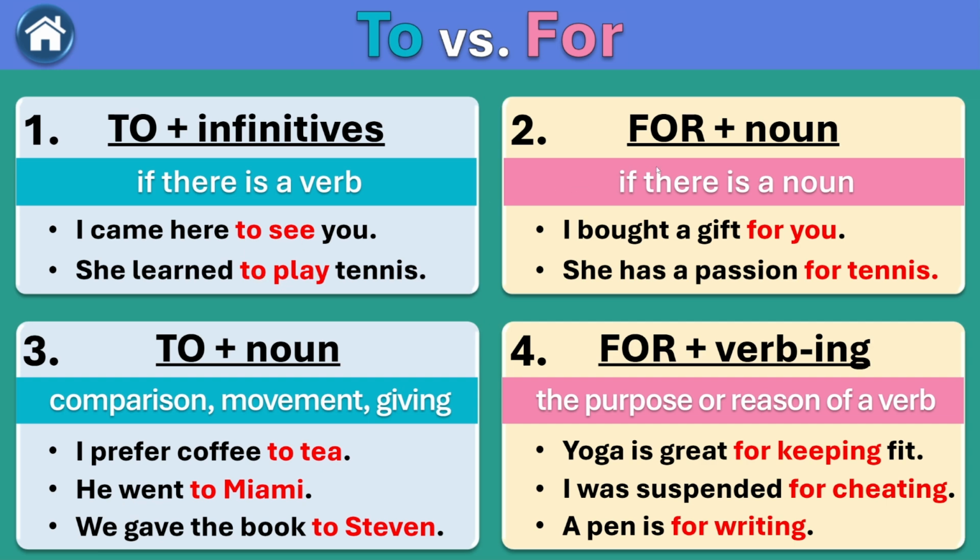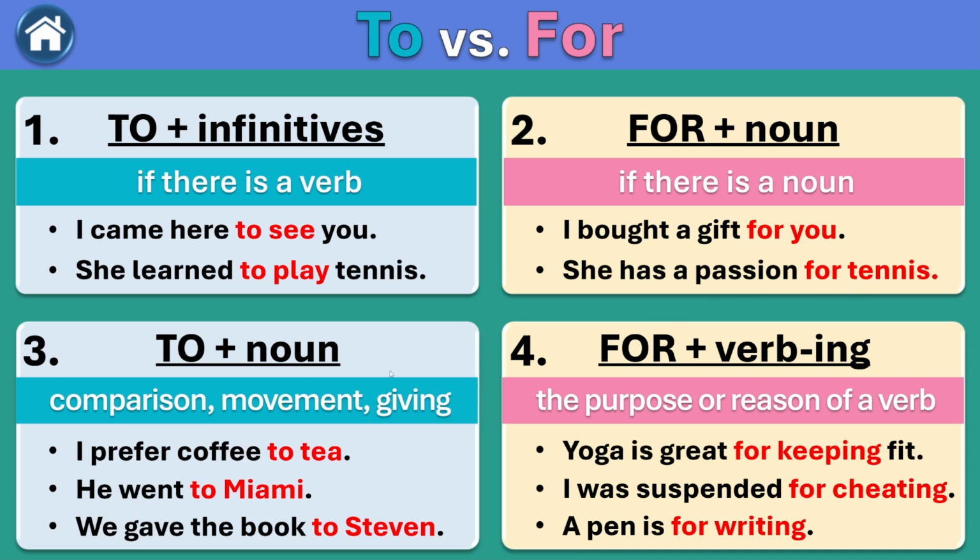Rule number 2, for plus noun. So if there's a noun, we use for when we're talking about something done for a person, a thing, or a purpose. I bought a gift for you. She has a passion for tennis. If a noun comes right after, for is your friend.